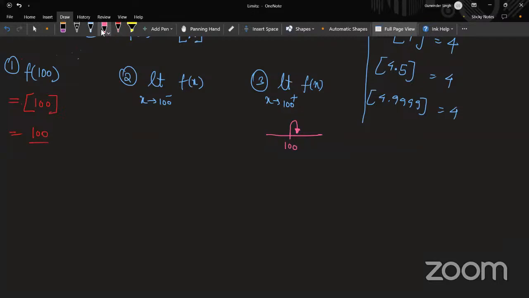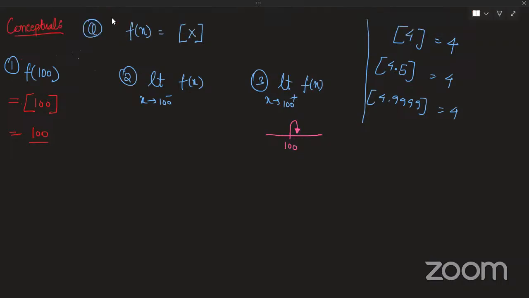What will happen? I'm pretty sure you all don't know what is greatest integer function. Does anyone know? 100 only, sir. Yes, it will be 100. See, because it is bringing it to the nearest integer that is lesser than it. Okay. So yes, this will be 100.